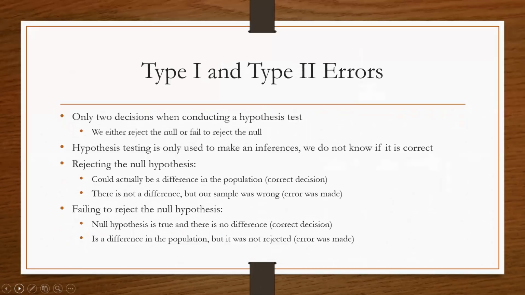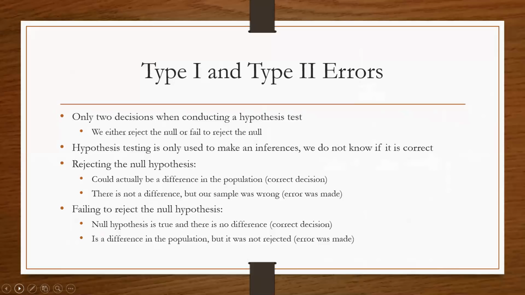So when we reject the null, there could actually be a difference in the population, in which case we're correct. Go us. Or there might not be a difference, but our sample was wrong, and so an error was made. Meanwhile, if we fail to reject the null, and the null hypothesis is true and there is actually no difference, then we made the correct decision again.